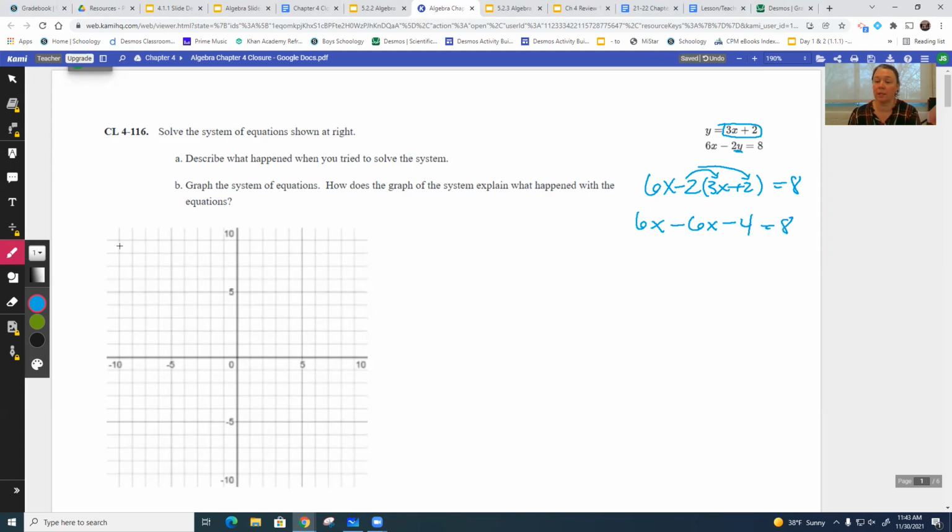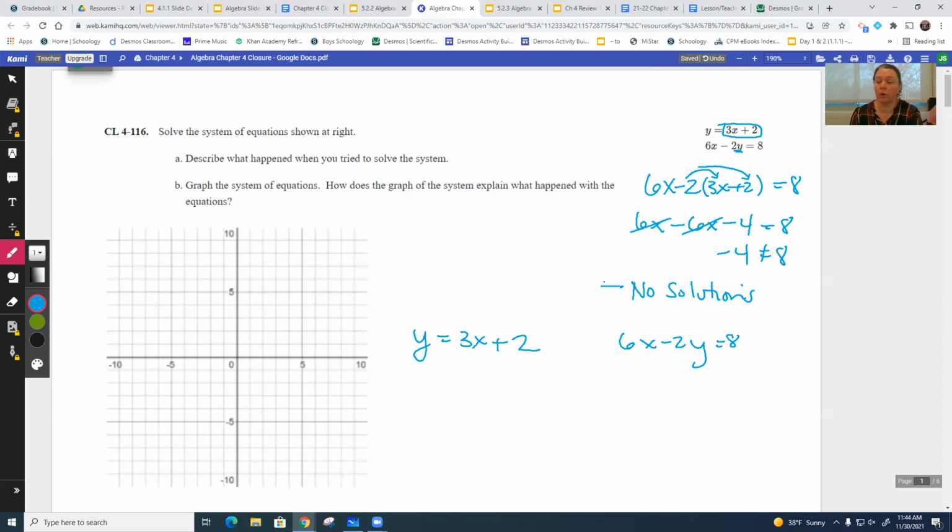6x minus 6x is 0x, that's gone. So I'm left with negative 4 equals 8. When the variables cancel and I'm left with a false equation, that means no solutions. And then in part B, you're asked to graph the equations and kind of verify that it's no solutions by looking at the graph.